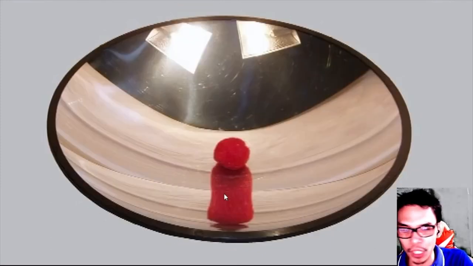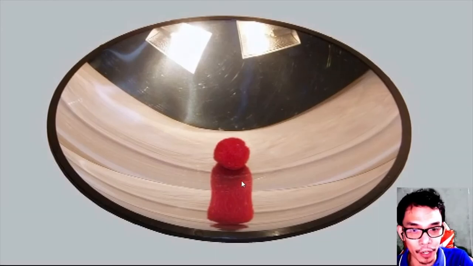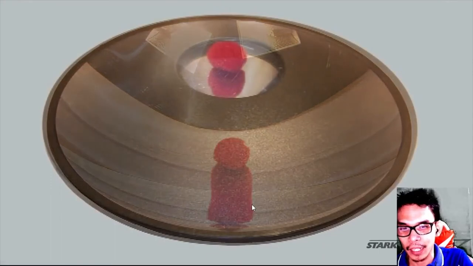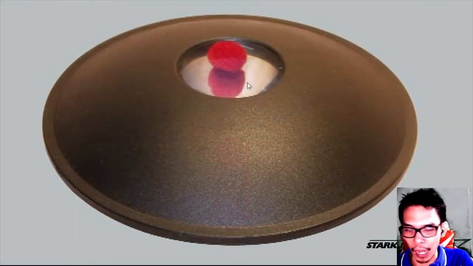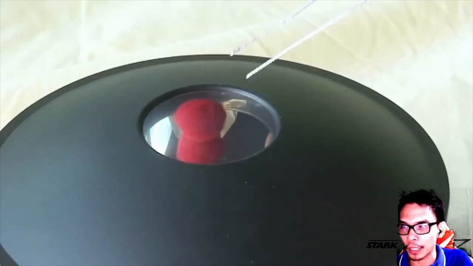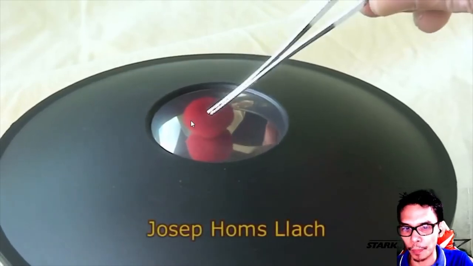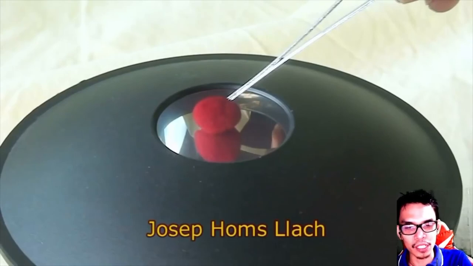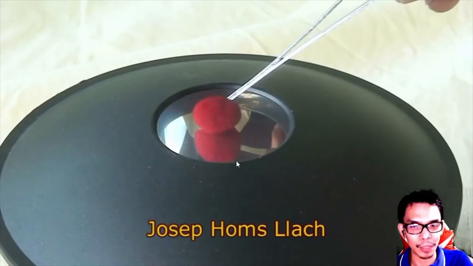The virtual image is inside the mirror. The one that is projected to you, the one over here, is a real image. So it is a real image coming from the image inside the mirror, inside this device that we have right here called the mirascope.